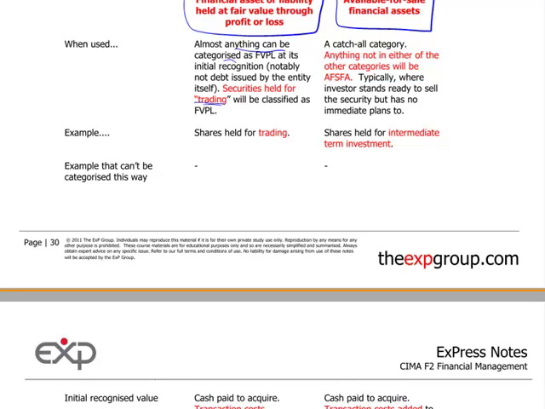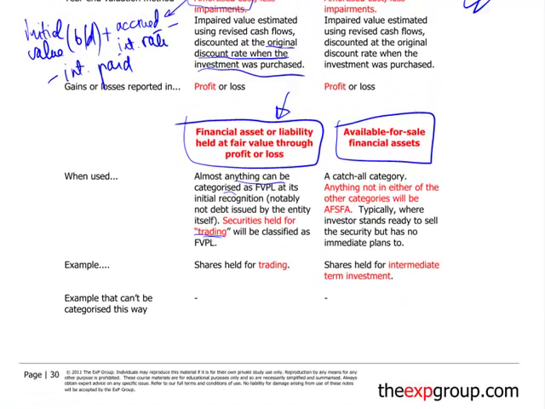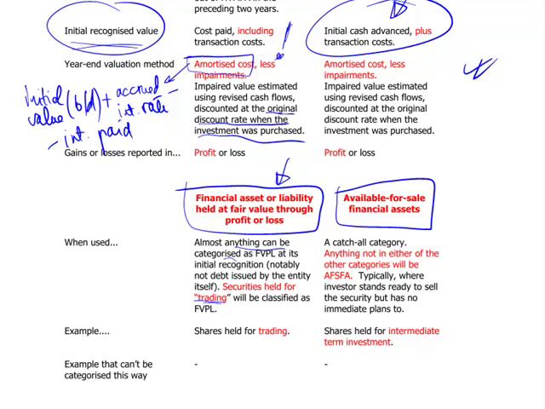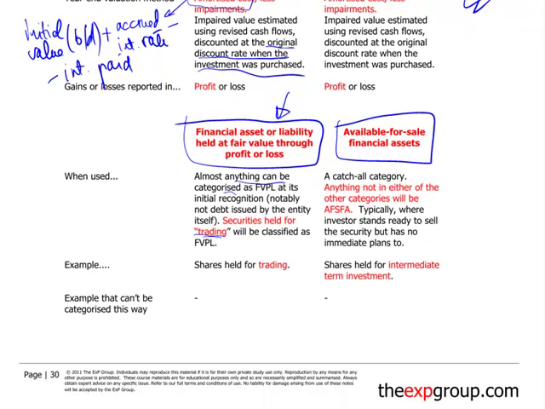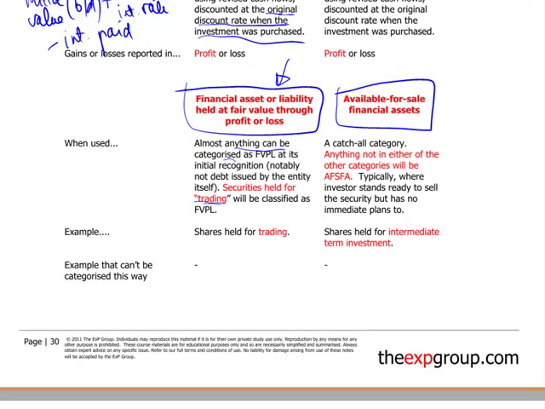Fair value is fluctuating. You will have these gains or losses that will hit your statement of comprehensive income, and that will certainly create a degree of volatility, but it's about transparency and showing the risk to the stakeholders who analyze financial statements. And the final category, available for sale financial assets.